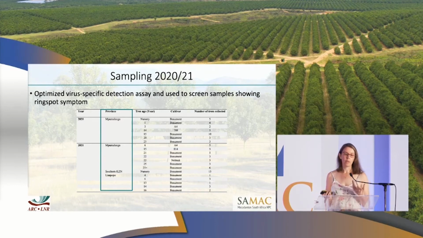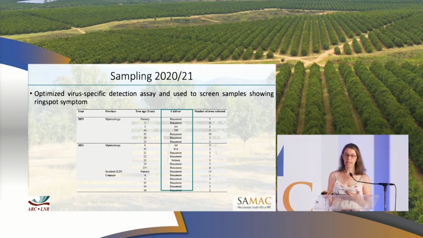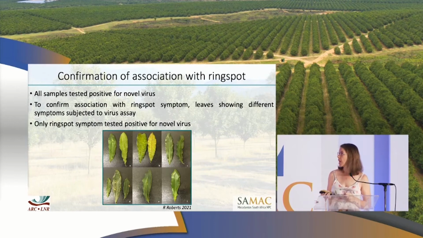And then in 2021, we got samples from Mpumalanga, the southern coast of KwaZulu-Natal, as well as Limpopo. Again, we took trees in from different ages, ranging down from nursery trees up to more mature trees of about 25 years in age. Again, looking at different cultivars. And here I just want to emphasize that we specifically looked for that concentric ring spot symptom. So all of the samples that we tested actually tested positive for this novel virus.